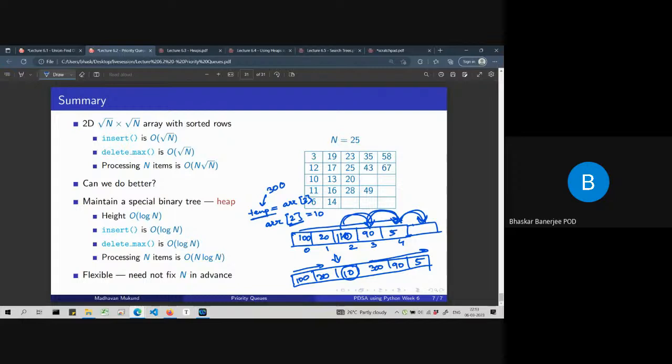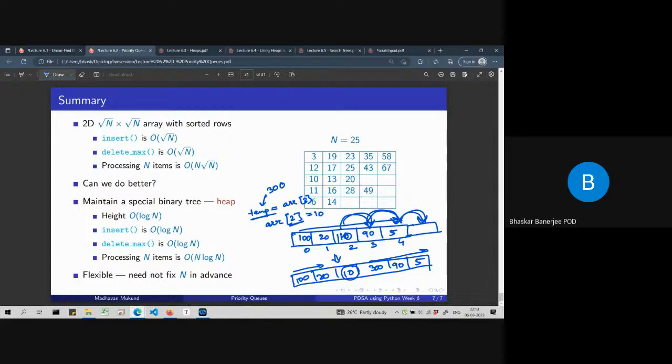The thing is, if your data set is not changing, that is, you have a set of data and you can sort it, like in Kruskal, the edges were not changing once you find the graph. Once the graph has been given to you, your edges were fixed. Once your edges were fixed, you can sort all the edges and then use that in the array.